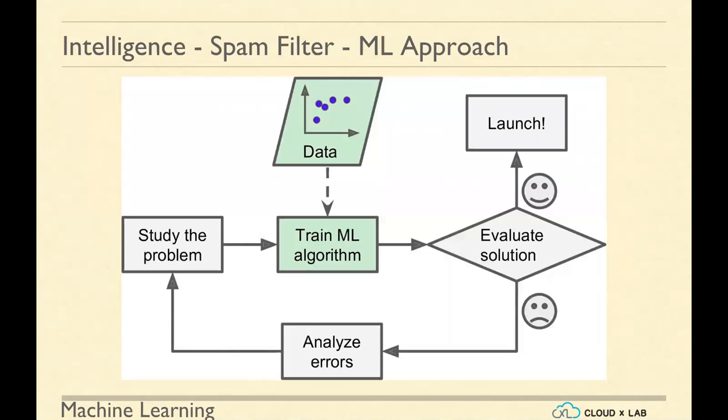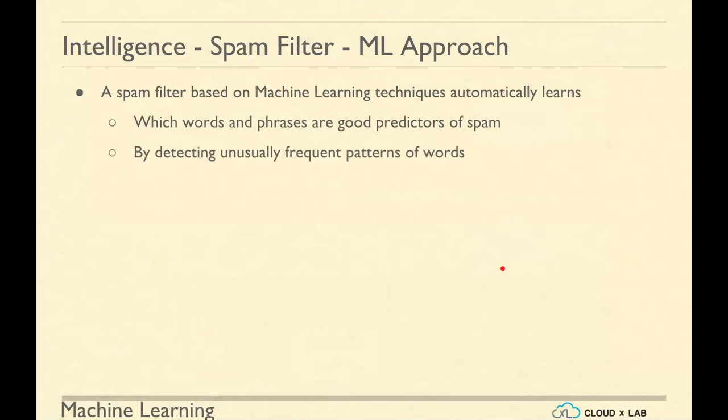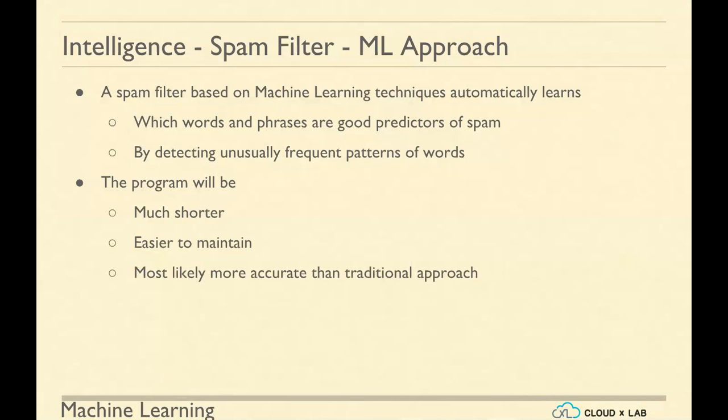A question from Sumit is, will any change in spammer's behavior be detected automatically? Good question, that's the next approach. A spam filter based on machine learning techniques automatically learns which words and phrases are good predictors of spam by detecting unusually frequent patterns of words. The program will be much shorter, easier to maintain, and most likely more accurate than the traditional approach.